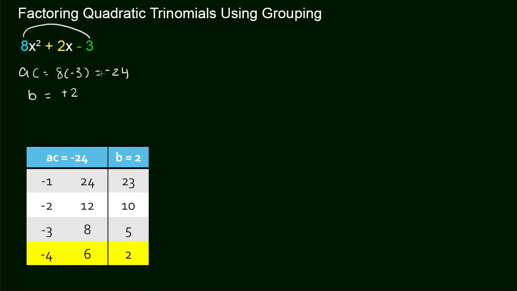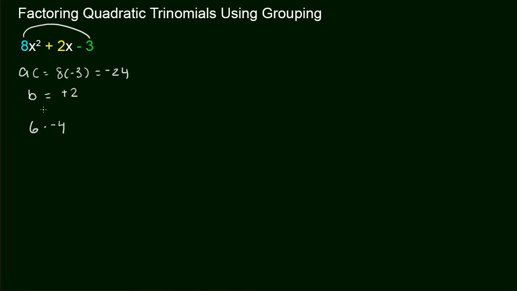Because my product is a negative 24, I know that one of my numbers has to be a positive and one of my numbers has to be a negative. And because my sum is a positive 2, I know that the bigger of those two numbers has to be a positive and the other one has to be a negative. So the two numbers that I have are positive 6 and negative 4. Positive 6 times negative 4 is equal to negative 24, and positive 6 plus a negative 4 gives me positive 2.